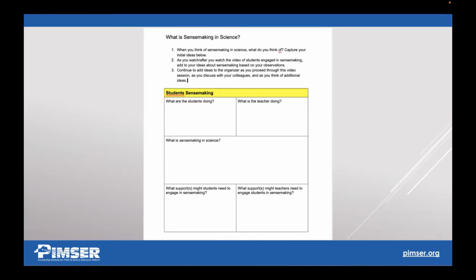As a PLC, develop a consensus of what seems to be the key components in a sense-making classroom. Generate a group list for supports needed by the students and for the teacher. Pause this video and build your consensus description of sense-making in science.